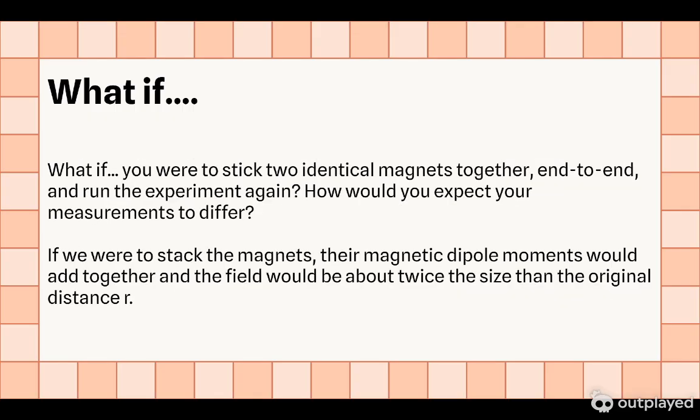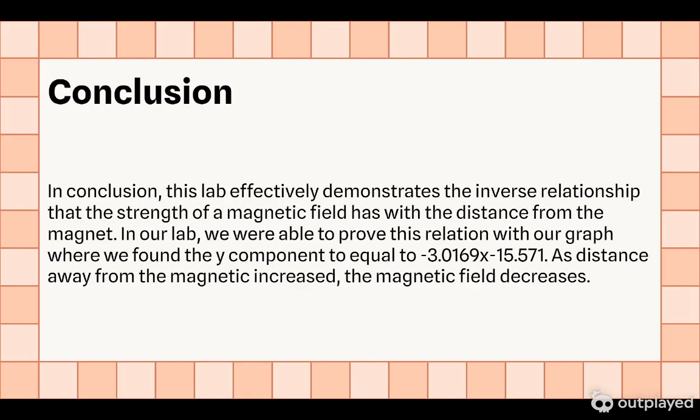What if you were to stick 2 identical magnets together end to end and run the experiment again? How would you expect your measurements to differ? If we were to stack the magnets, their magnetic dipole moments would add together and the field would be about twice the size of the original at distance r.